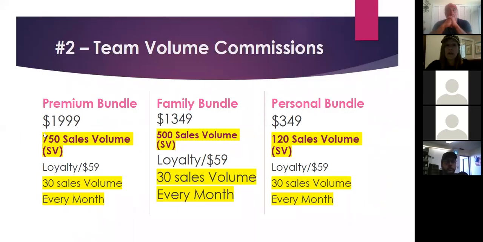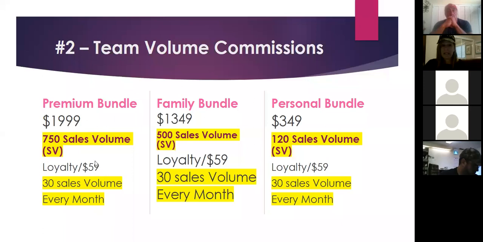You got to know your points, okay? So, let's talk about the points. Every single purchase has what's called an SV attached to it. And that is what lives in the binary, and that's what you get paid on, okay? You don't get paid on the retail dollar, you get paid on what's called the SV. So a premium translates into 750 points. A family bundle translates into 500 points. And a personal bundle for $349 translates into 120 points.